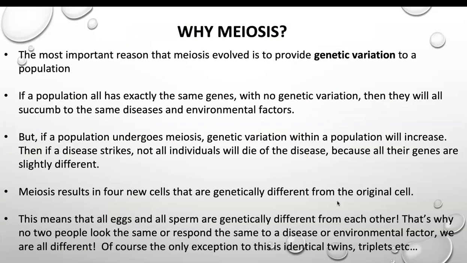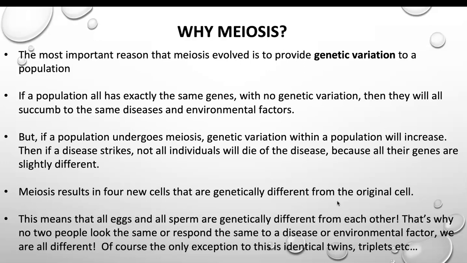Why meiosis? Why do we possibly need to have another type of cell replication? Why can't we just have mitosis where all the cells are exactly the same genetically? Well, remember, we are part of a larger population. Okay, the most important reason that meiosis has evolved is to produce genetic variation for a whole population. If a population has exactly the same genes with no genetic variation at all, then they may all succumb to the same diseases or environmental factors.